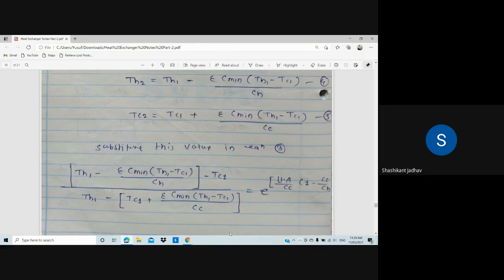Okay, so substitute these values in equation number 3. Substitute the values and do the simplification by yourself. Do the simplification. Put the values of Th2 and Tc2 in equation number 3 and do the simplification by yourself.